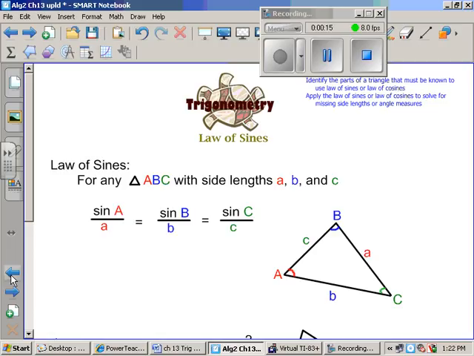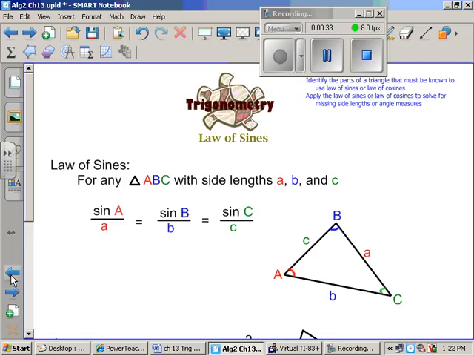But what happens if I want to find a side of a triangle and it's not a right triangle? I don't have any of that stuff to use. So the smart old guys figured out the law of sines. And the law of sines works with any triangle.